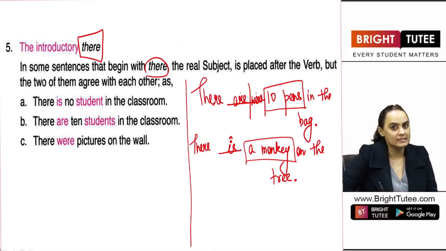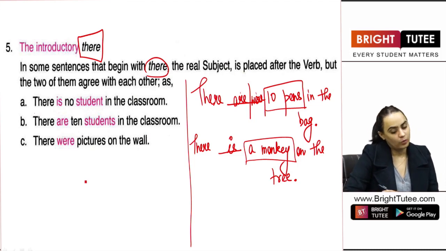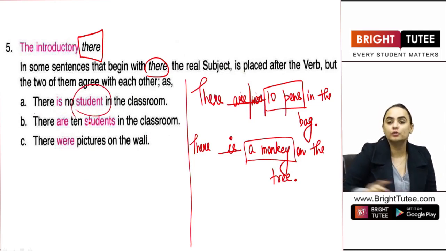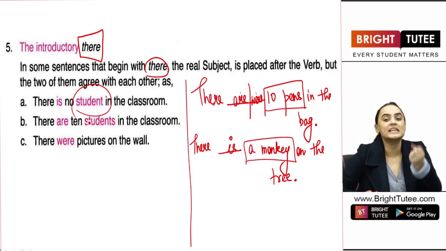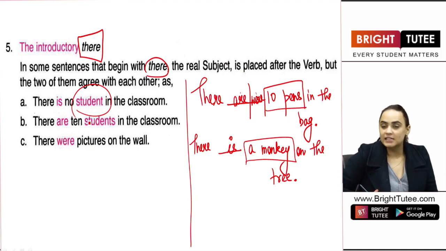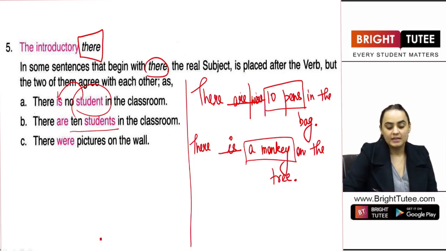Similarly, let us look at some of the examples which are given in your book. There is no student in the classroom. What is my subject over here? Student. I know that student is a singular subject. Since student is a singular subject, therefore my verb was singular in nature. Second sentence, there are 10 students in the classroom. 10 students is plural, therefore my verb is plural in nature.